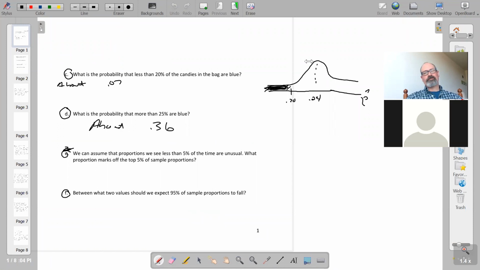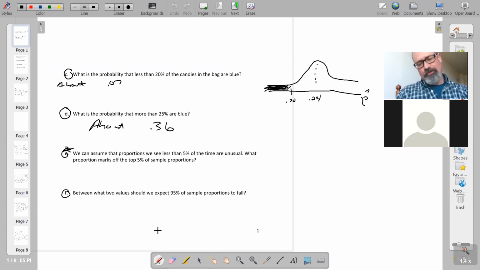Okay, yeah. So on E, we can assume that the proportions are less. I think it was requested that I talk about the standard deviation, so I'll write a couple of things down with that. We can assume that the proportions we see less than 5% of the time are unusual. What proportion marks off the top 5% of the sample proportions?